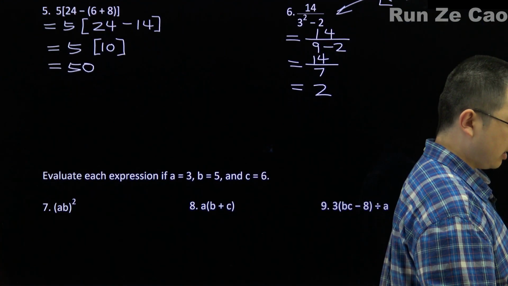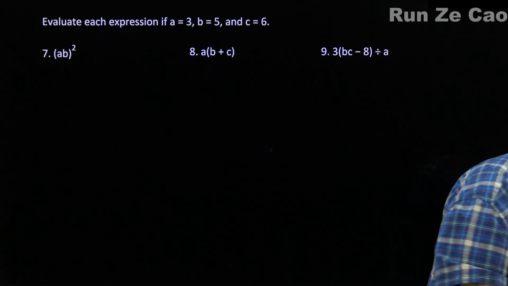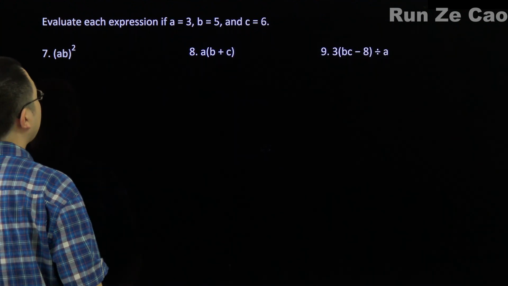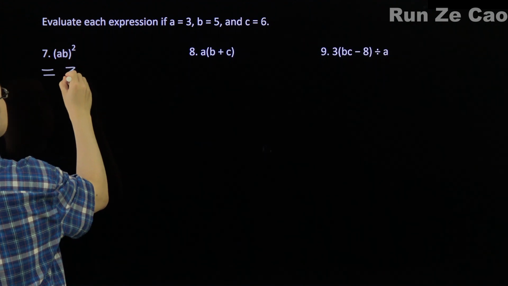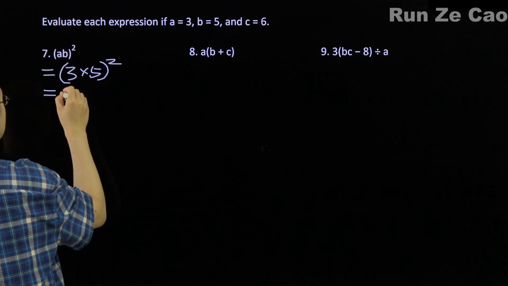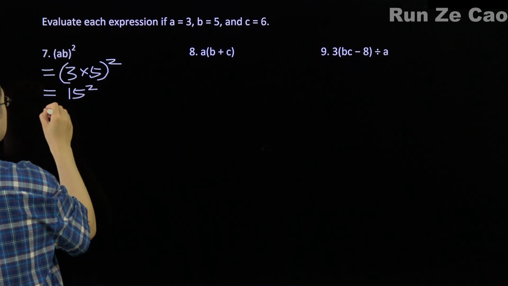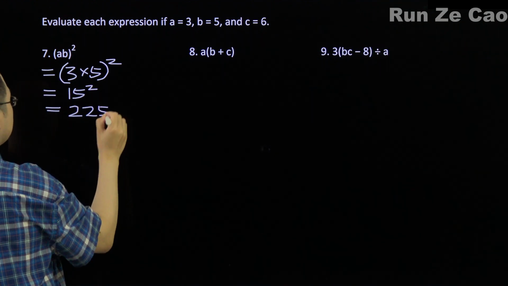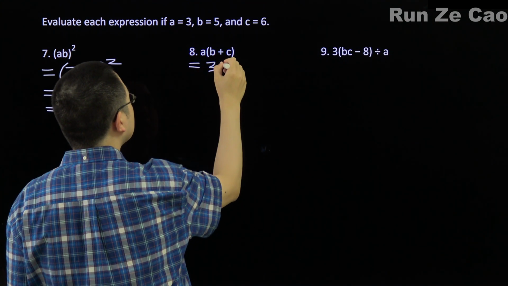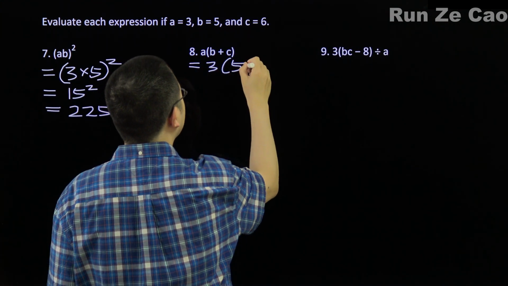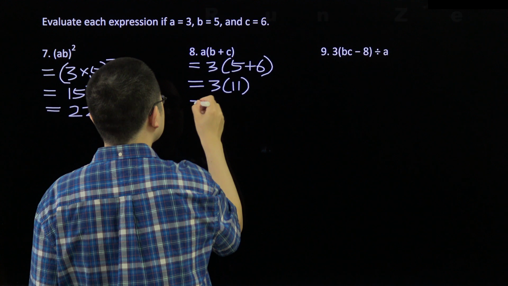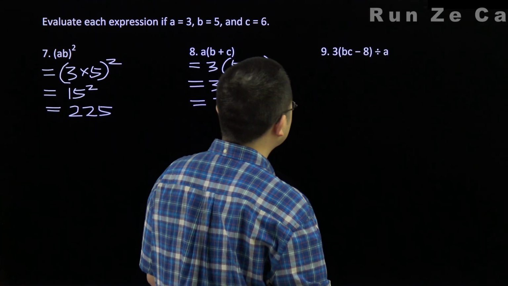Okay, evaluate each of these expressions if a equals 3, b equals 5, and c equals 6. A times b squared, well, that's equal to 3 times 5 squared, so 15 squared equals 225. A times b plus c, that's 3 times 5 plus 6, so 3 times 11 equals 33.